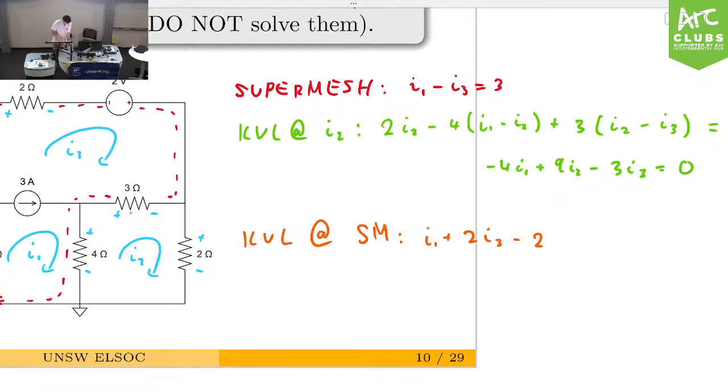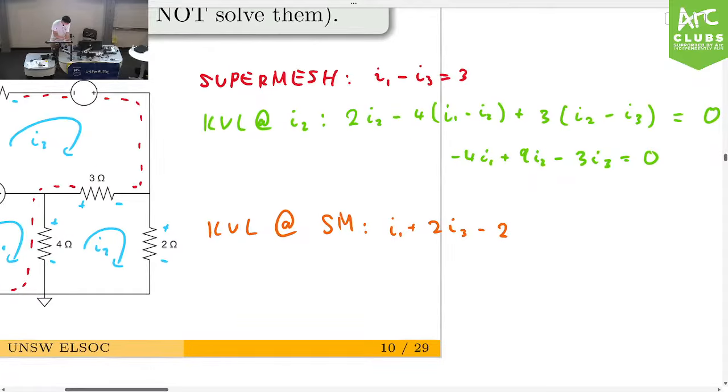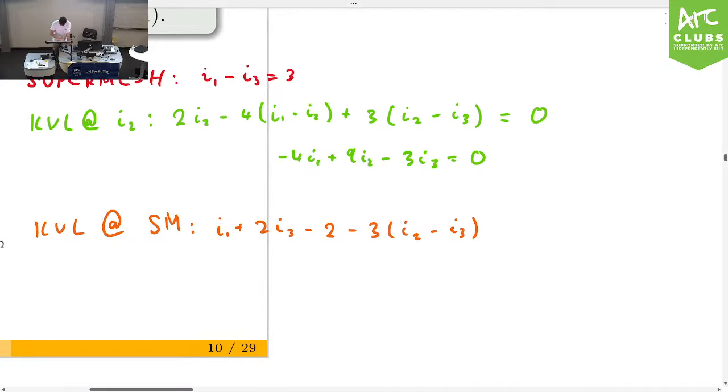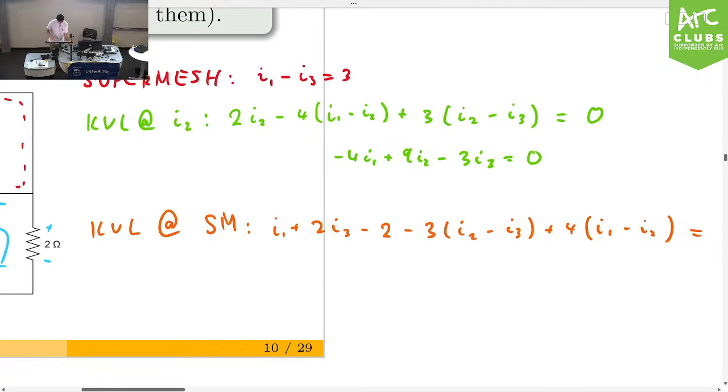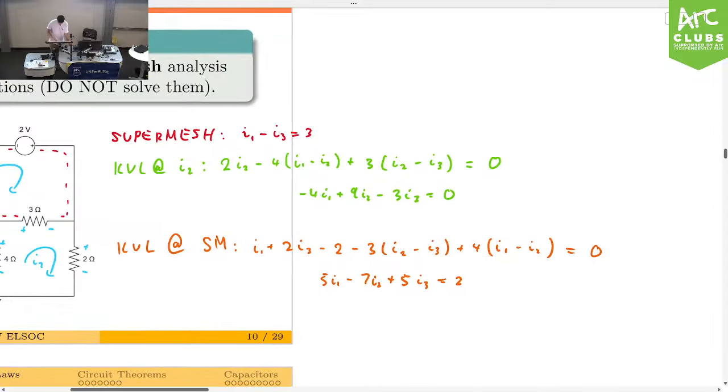And then we have the 3 ohm resistor. We're going in from the negative terminal, so minus 3 times I2 minus I3. Then the 4 ohm resistor, plus 4 times I1 minus I2. And all of that is equal to 0. If you simplify this, we should get 5I1 minus 7I2 plus 5I3 is equal to 2. So that's our 3 equations.